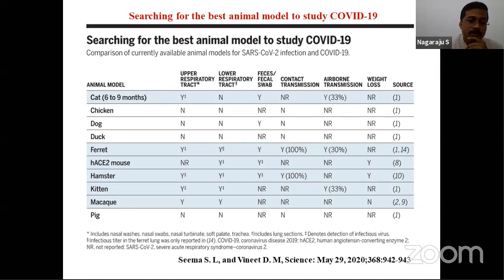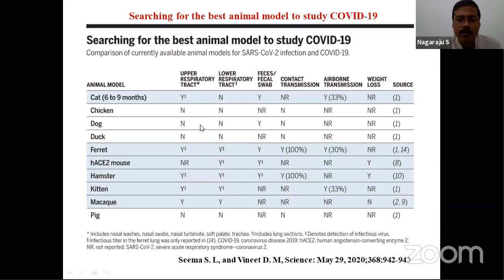the scientists have used different animal models to study COVID-19 infections. This was published a couple of weeks back in a science journal, a search for the best animal models to study COVID-19. They used cat, chicken, dog, duck, ferret, human ACE2 mouse, hamster, kitten, macaque, and pig.